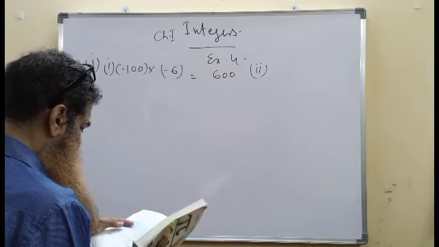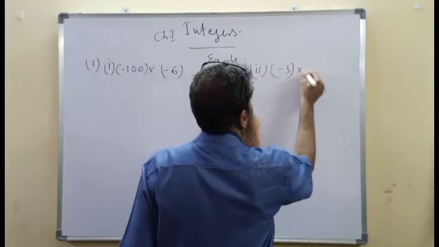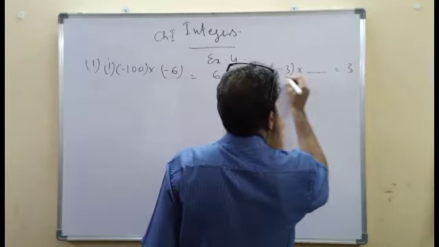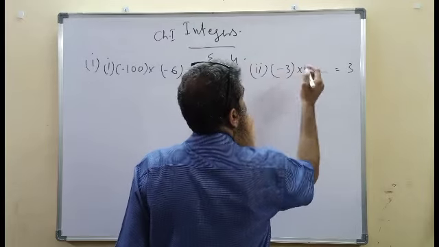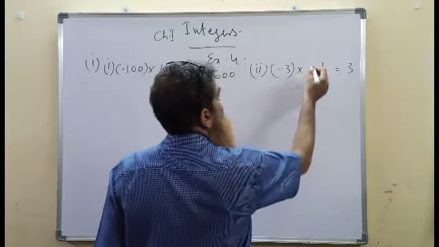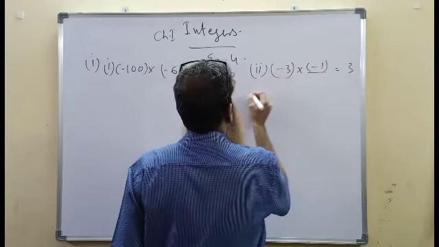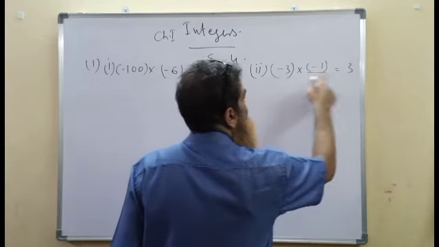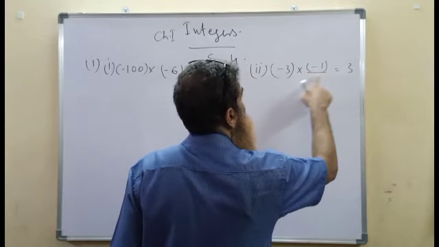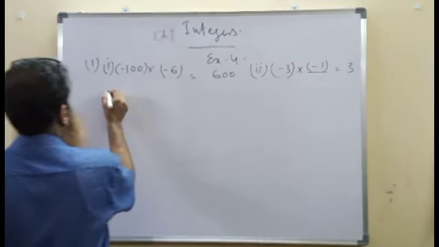Minus 3 into what? Minus 3 into blank is equal to 3. We need to have a negative integer here. 3 into 1 is 3. Minus 3 into minus 1 is 3. And here we have a positive integer as a result. So in the blank, we need to have a negative integer.